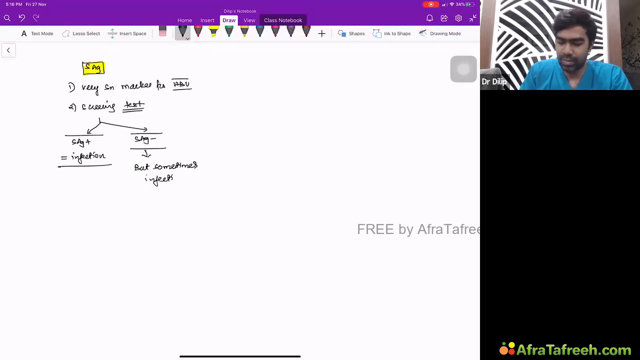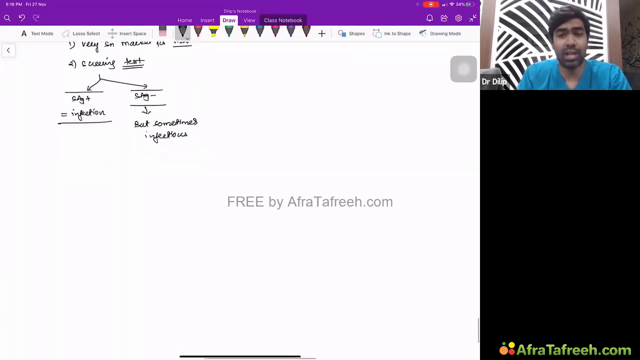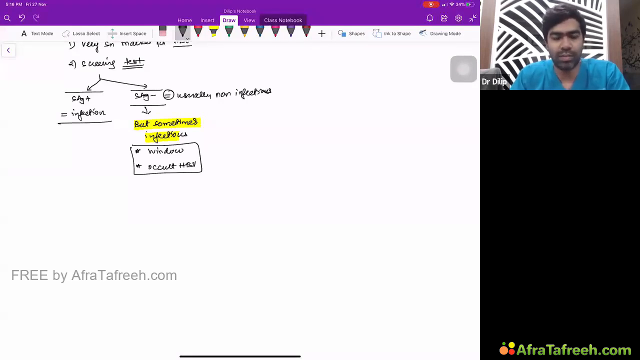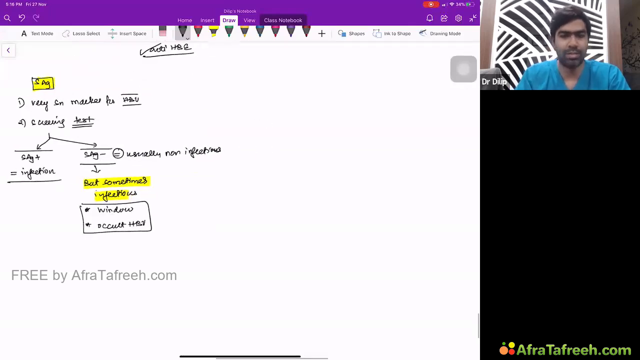What are the areas where a patient can still be infectious despite surface antigen being negative? One is the window period. We'll be talking about them sometime. And second is something called an occult HBV infection. But remember, whenever surface antigen is negative, it usually means the patient is non-infectious. That's the meaning. But rarely, sometimes the patient can be infectious in two conditions, which are typically called the window period, or second one, the occult HBV infection, which we'll be discussing in some time.